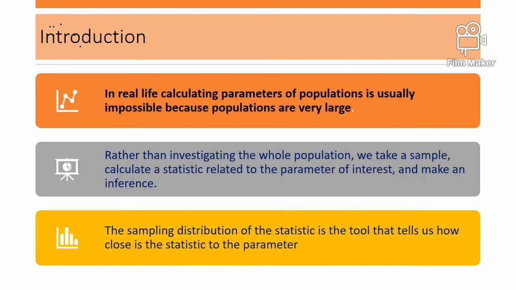Introduction. In real life, calculating parameters of a population is usually impossible because populations are very large. Rather than investigating the whole population, we take a sample, calculate a statistic related to the parameter of interest, and make an inference. The sampling distribution of the statistic is the tool that tells us how close the statistic is to the parameter.